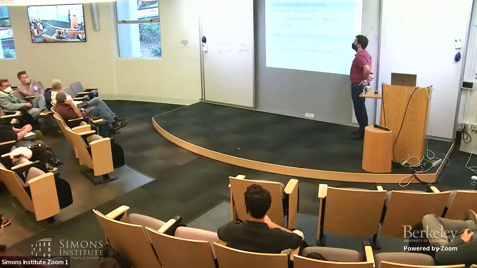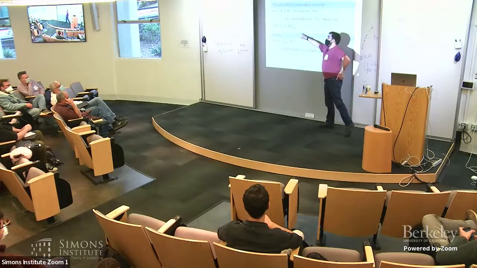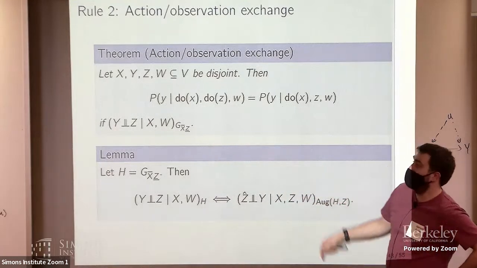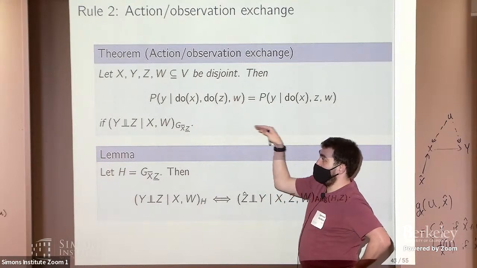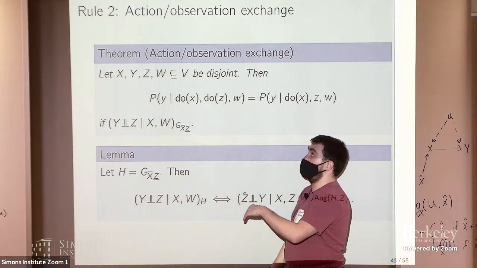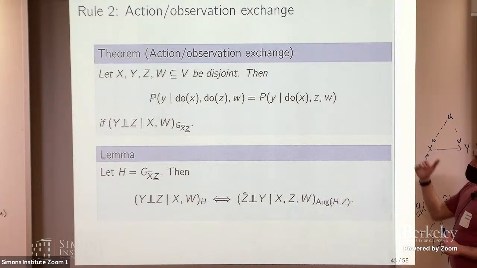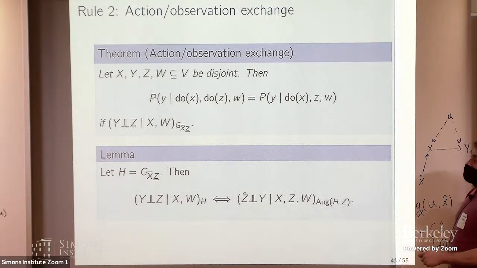Sorry, one question. As a reminder, what is the graph G with an X bar over and a Z bar under it? So I get to define Z bar under it. X bar means you remove all the edges from parents of X into X. Z bar means you remove all the edges from Z to children of Z. The next thing we're going to do is prove rule 2, which tells us when we can replace an action with an observation.